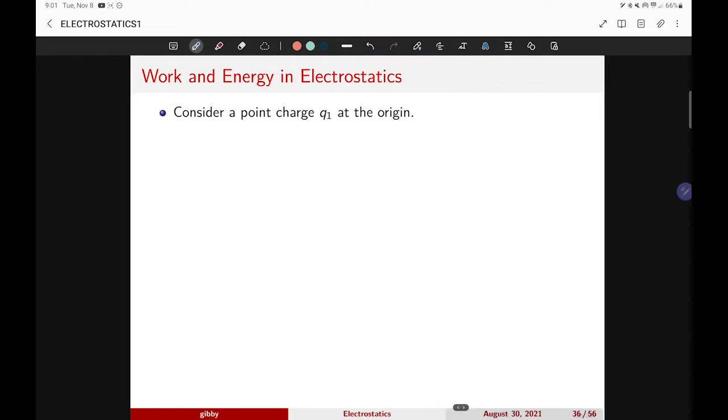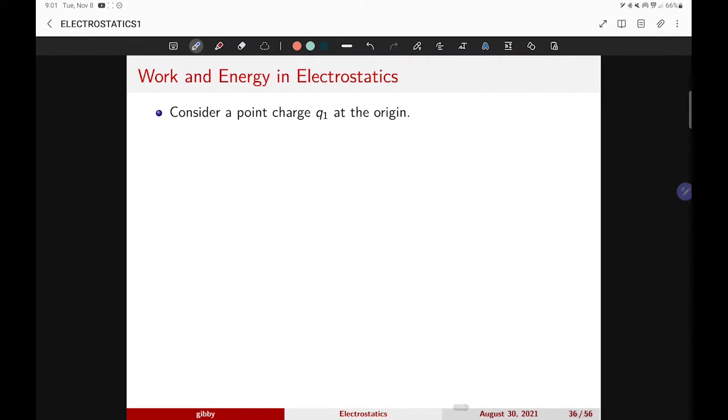Okay, so yeah. So in order for us to understand and calculate work and energy in electrostatics, let us consider a point charge Q1 at the origin. Okay, so if you have, say this is 3D, you have x, y, and z axis in Cartesian coordinates. If we have a charge at the origin, so it must look like this. So it is situated at the origin. So this is Q1, okay, located at the origin.